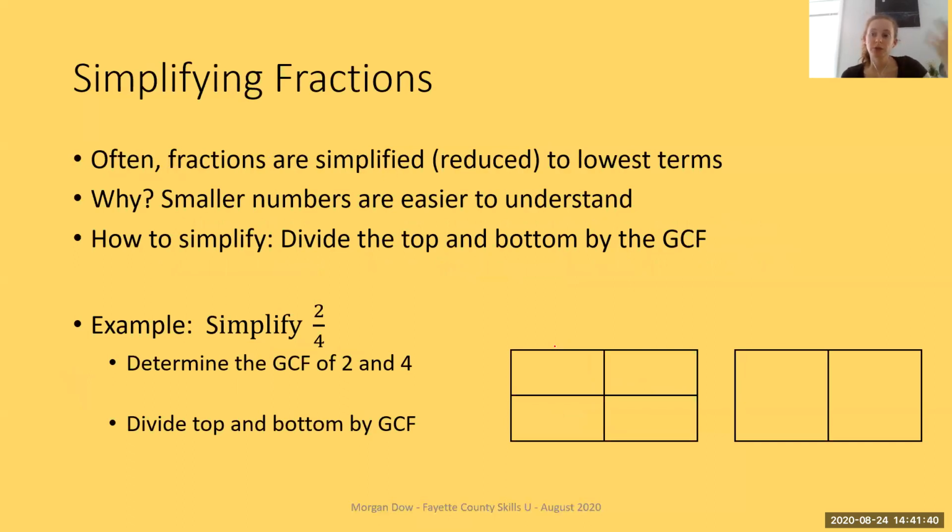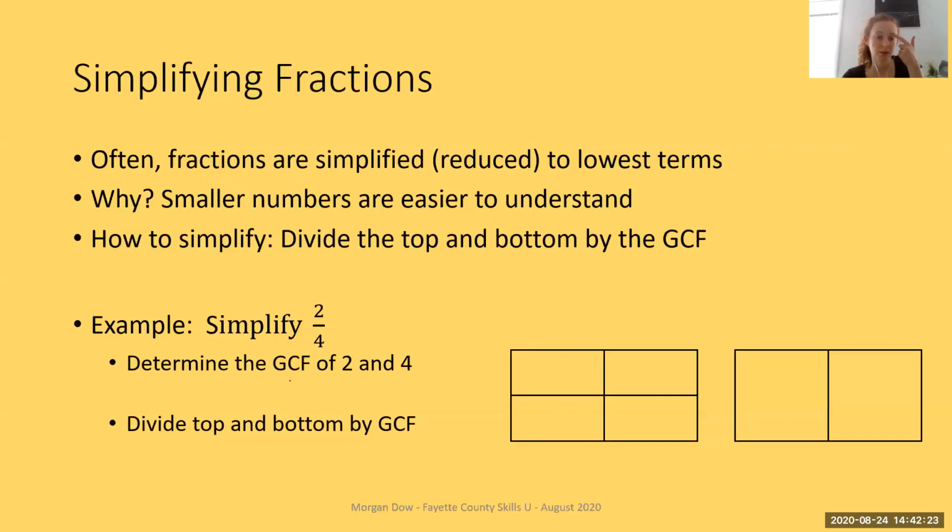All right, so just as with regular old ratios, we also often simplify our fractions or reduce them to lowest terms. And for the same reasons, because smaller numbers are easier to understand, easier to work with, easier to think about. And also because you will be asked to simplify your fractions on the GED test. So if you're doing a problem where your final answer is in fraction form, that final answer should always be simplified or reduced. So how do we simplify them? The same way we simplify any ratio, by dividing the top and the bottom by the greatest common factor.